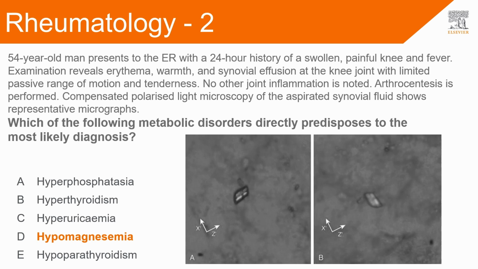So the key point to take home from this is that pseudogout is caused by CPPD crystals in the joint. It very much mimics gout, apart from the fact that there are other metabolic causes of this, and the fact that in the microscopy it looks different. Okay, think rhomboid shape, think weakly positive birefringent.